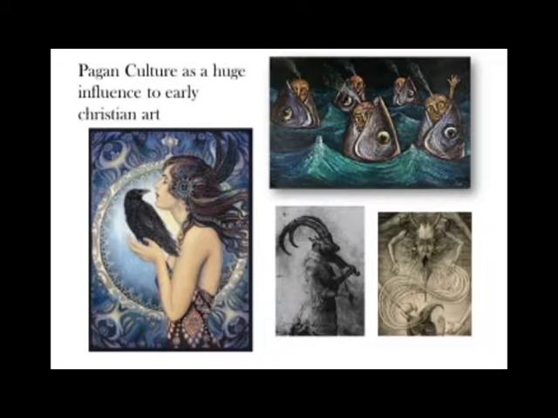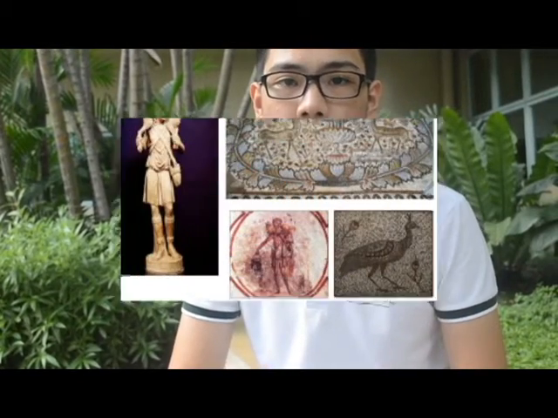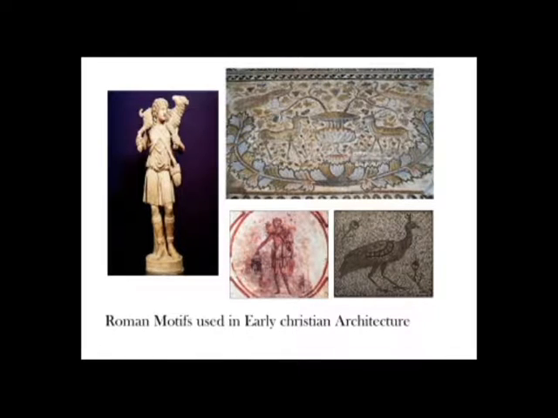Among the motifs adopted were the peacock, grapevines, and the Good Shepherd. Early Christians also developed their own iconography. For example, such symbols as the fish were not borrowed from pagan iconography. Early Christians used the same artistic media as the surrounding pagan art culture. These media include fresco, mosaics, sculpture, and manuscript illumination.